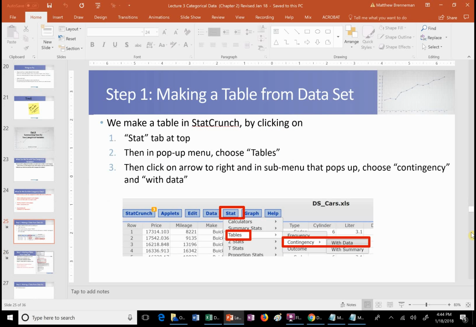So here's how we do it. Start off kind of the same way. I'm going to go to graph. I'm going to go to tables. I want to make a table first. But now instead of frequency, which is for one variable, the second one's for two variables. I'm going to click on contingency with data. Okay? So let's go ahead and give that a try.